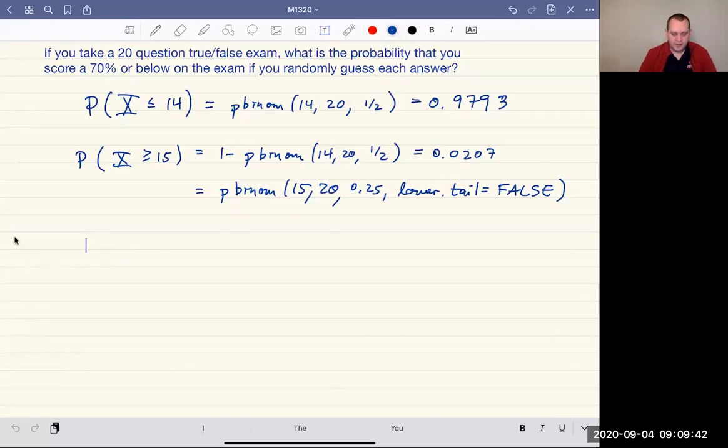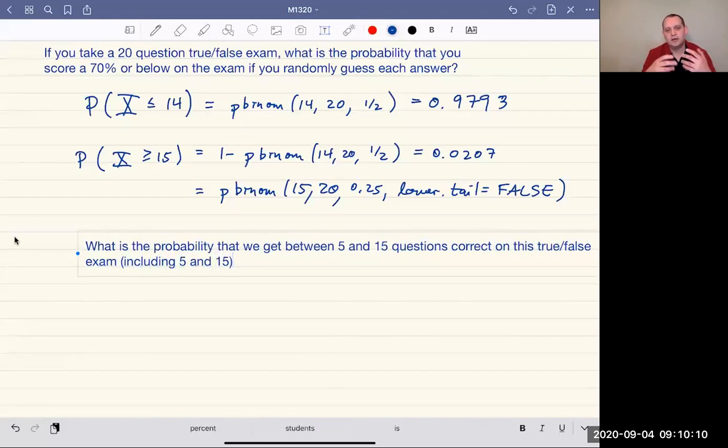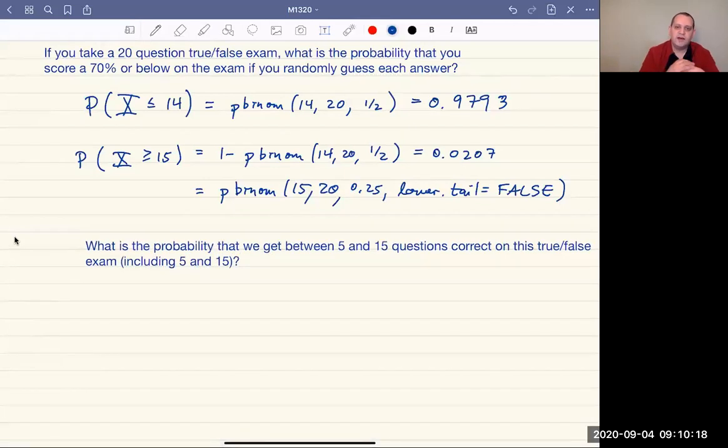Let's add on to that previous example. Let's find, didn't mean to shout at you, sorry. What is the probability that we get between, say, 5 and 15 questions correct on this true-false exam, including 5 and 15? Just to be clear, when I say between 5 and 15, I mean greater than or equal to 5 and less than or equal to 15. So what's the probability that we'll get between 5 and 15 questions correct, including 5 and 15?